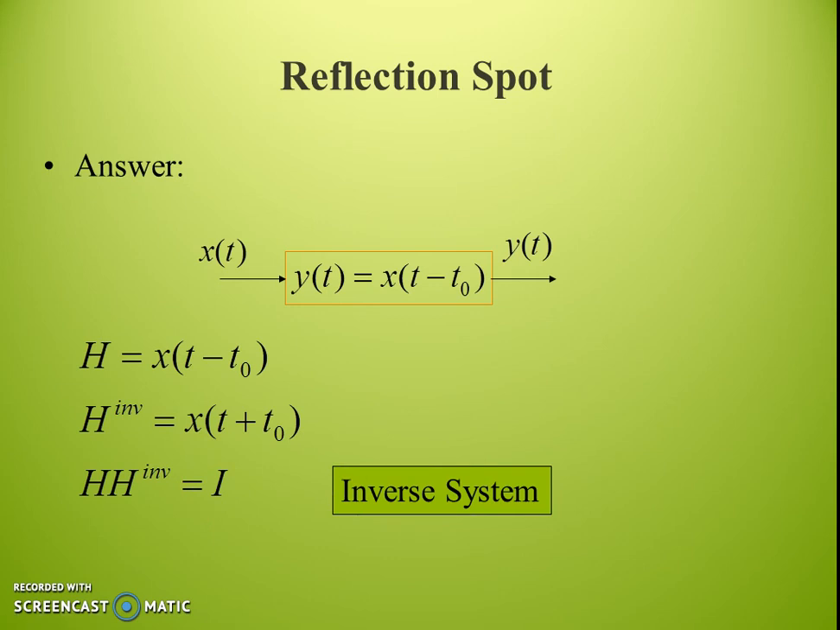So friends, in this session we tried to understand the basic definition of a system, its classification, what a causal system is with some examples, and what an invertible system is with some examples. We'll try to understand the rest of the properties in the next session. Thank you so much.